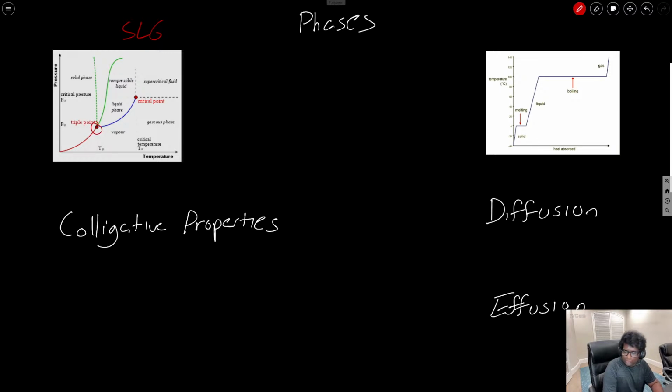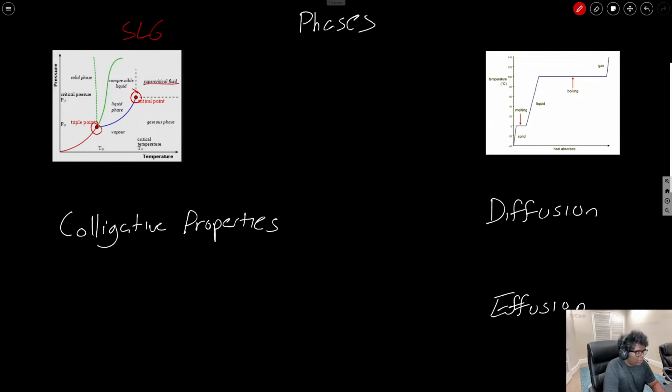I'll talk about triple point first. Triple points, that's where everything meets up. Critical point, that's where the temperature and pressure of a gas reach a point where they start expressing properties of both. They created something that's called a supercritical fluid.